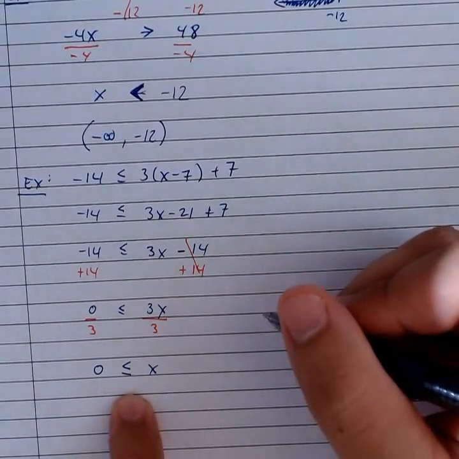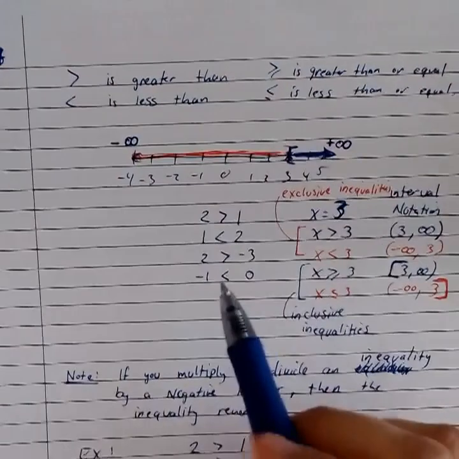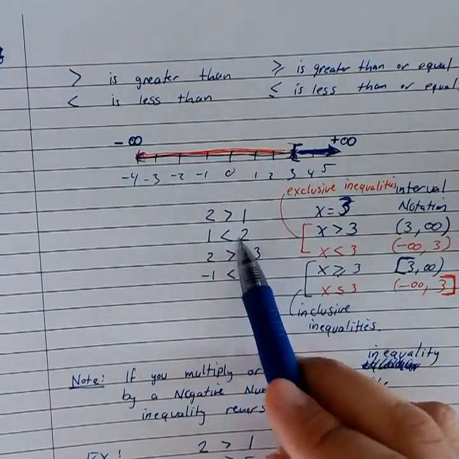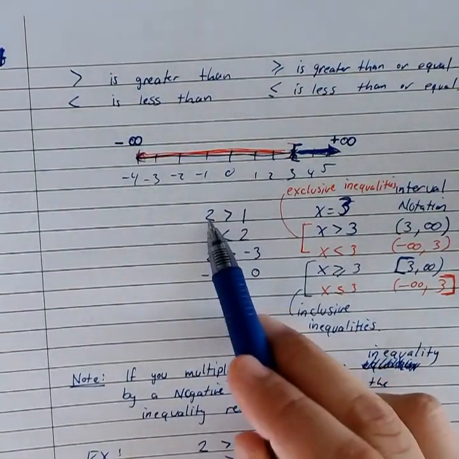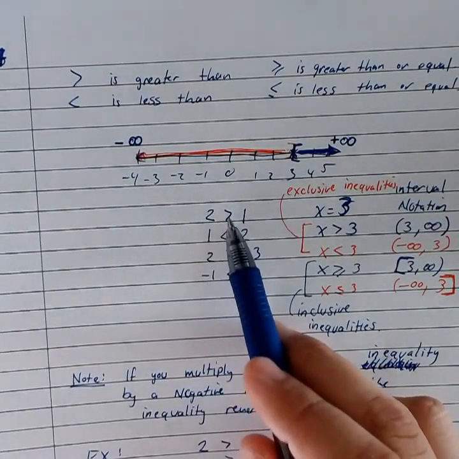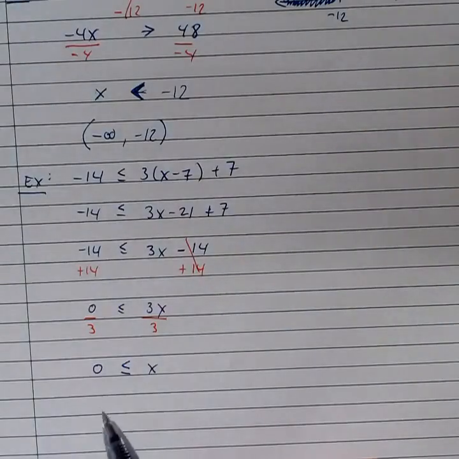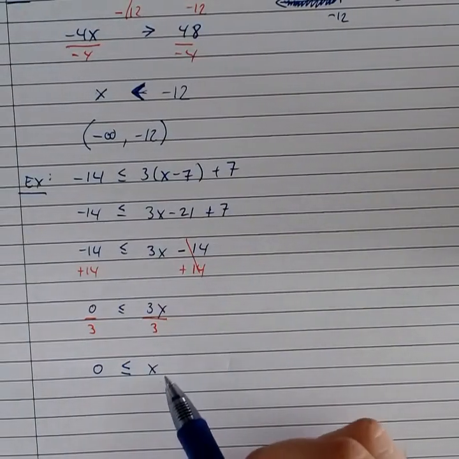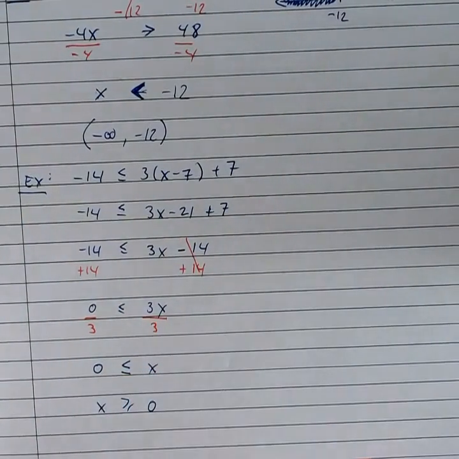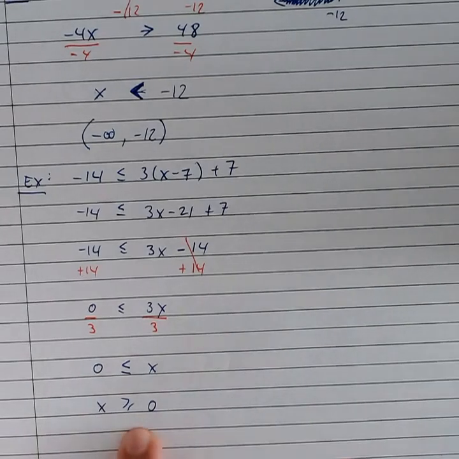We said previously, if I have 2 is greater than 1, that's the same as saying 1 is less than 2. If I want to switch these positions, well, then I'd have to switch the inequality. If 2 is greater than 1, then 1 is less than 2. So here, if 0 is less than or equal to x, that's the same as saying x is greater than or equal to 0.